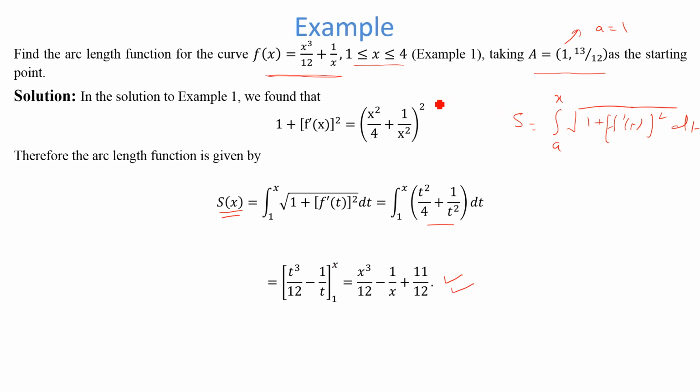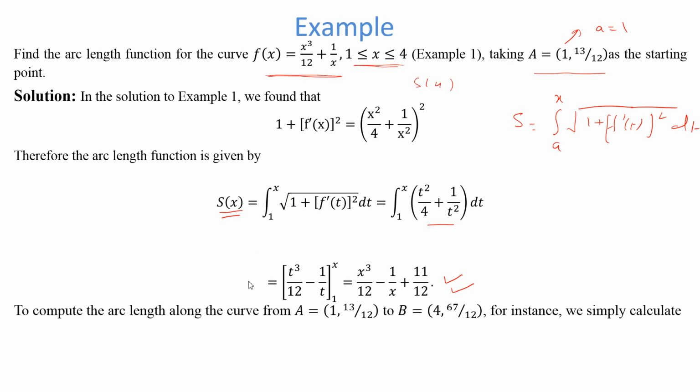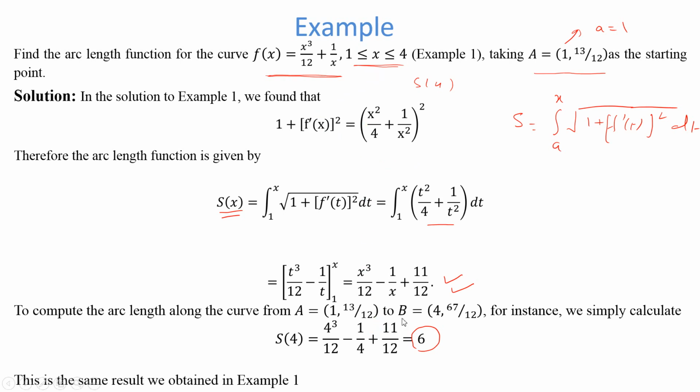Now what we need to do, in order to find the length in this interval, is find s(4). So just replace x by 4 in this formula. We have the value 6, and you would have noticed that the arc length of this curve in the interval was 6 as previously calculated. And that's all for today.